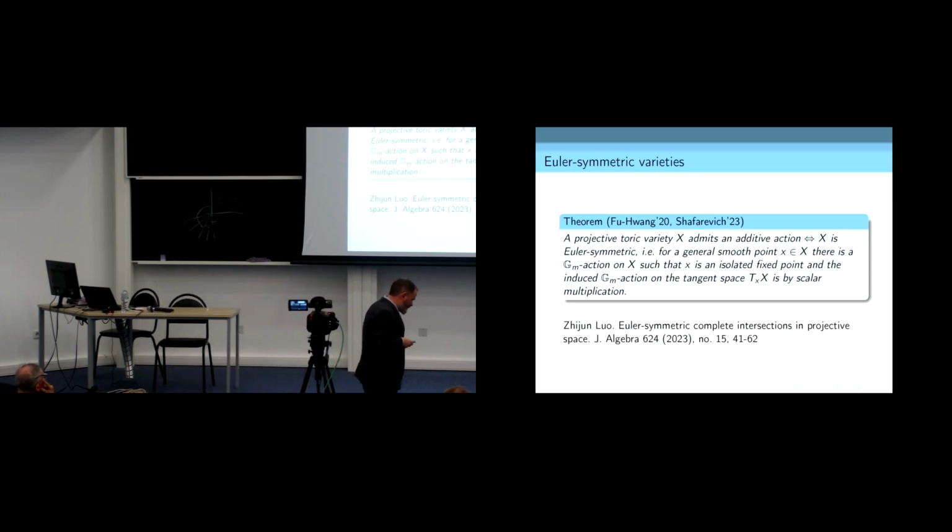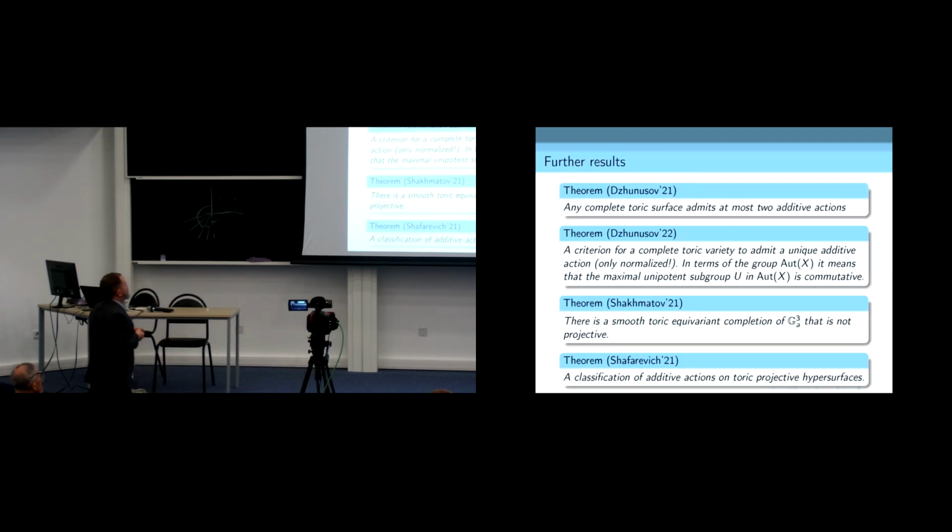Look here, in the definition of Euler symmetric varieties, there is no additive action, no unipotent group. But it turns out that this is equivalent to admitting an additive action. And in fact, if we omit toric, then the implication holds in one direction: any Euler symmetric variety admits an additive action. And it seems that this is close to a characterization of varieties with additive action.